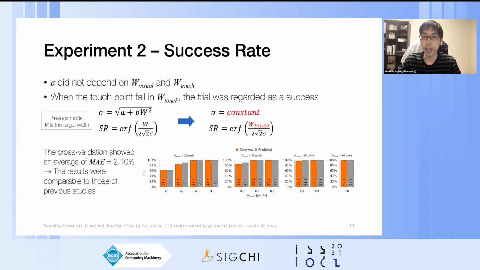Next, we found the touchpoint distribution did not depend on the visual and touchable width. So, the sigma was constant. Again, in the task, when the touchpoint fell in the touchable width, the trial was regarded as a success. So, on the basis of the fact, the previous model can be converted as shown on the screen. The cross-validation showed a low average MAE. The results were comparable to those of the previous studies.